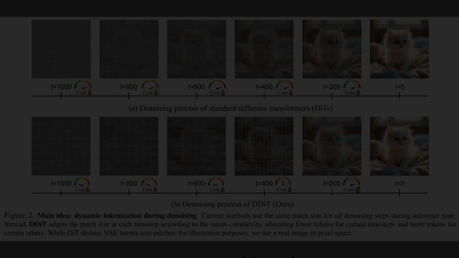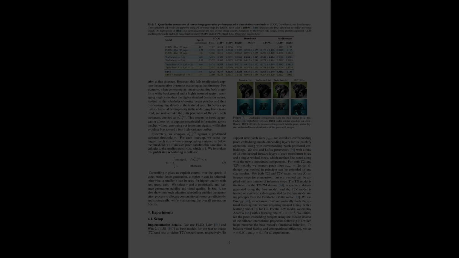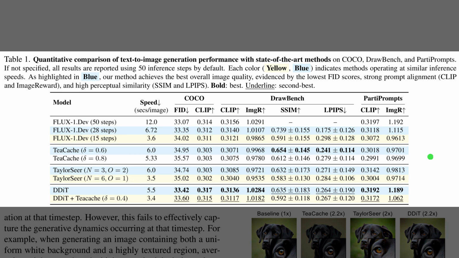it is actually needed. So, Figure 3 details the architectural changes enabling this dynamic resizing. The top panel shows the standard approach, where the embedding layer is locked to a fixed size P, forcing expensive processing regardless of content. Panel B presents the DDiT solution, which adapts the embedding layer for variable sizes, labeled P-new. Crucially, the base model remains frozen, marked by the snowflake, while a lightweight low-rank adaptation branch, or LoRA, is added to handle the new scales. This design allows the system to process coarser patches efficiently, dropping the cost gauge into the green without retraining the whole network.